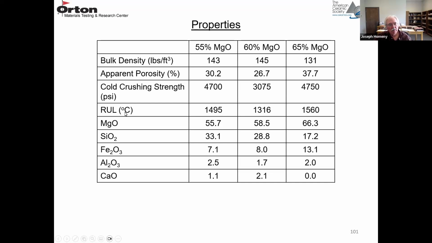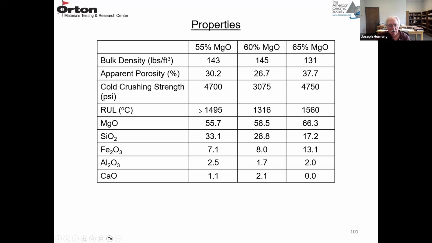The RUL, the resistance under load. So these are samples that are heated under a load of 25 PSI, and as soon as they reach 5% deformation, these temperatures are recorded. You can see they're not very high. This one's about 1300. This is about 1500. This is a little higher, 1560.